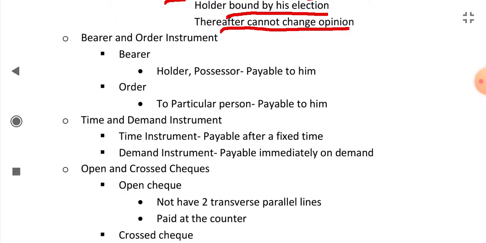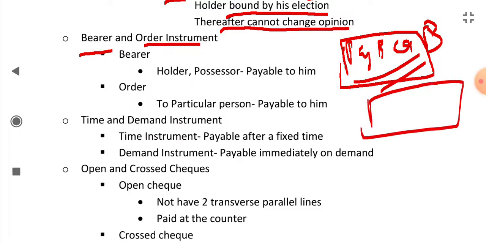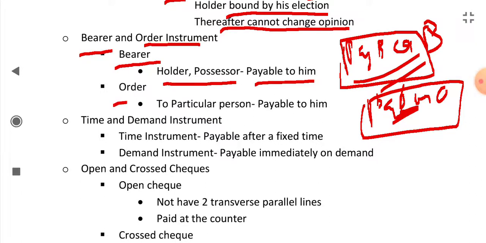Then there are bearer and order instruments, which we have already discussed. If it's written "pay B or bearer", then whoever is the holder of that instrument can get the payment. And in the instrument where it's written "pay B or order", the payment will be made only to the person whose name is specified. In bearer, the holder or possessor is paid. In order, it is payable only to the particular person.